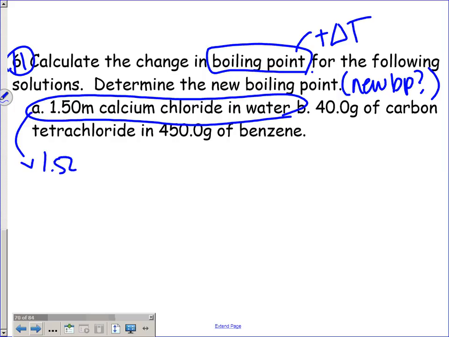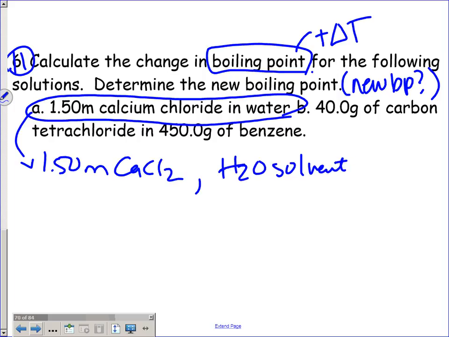1.5 molal. What's calcium chloride's formula? CaCl2. Good job, Chloe. In water. Water's our solvent, right? So if water's our solvent, what quantity or what characteristic is important about the water of our delta T is equal to KiM? This is our colligative property temperature change formula. Which of these variables do we need from water? The K value, right? So we're looking for K BP at this point.